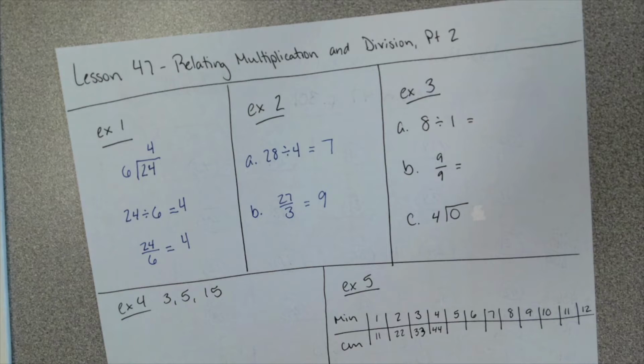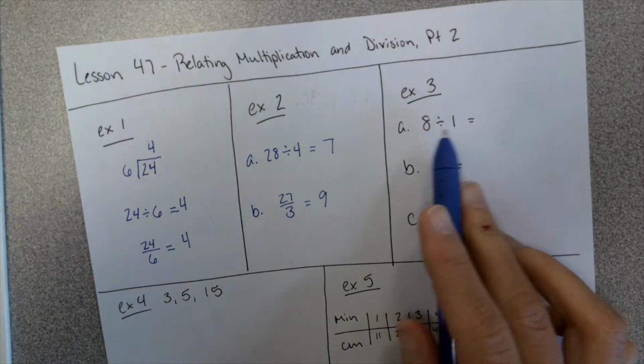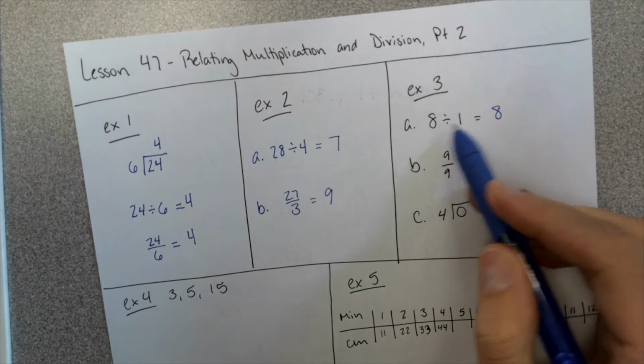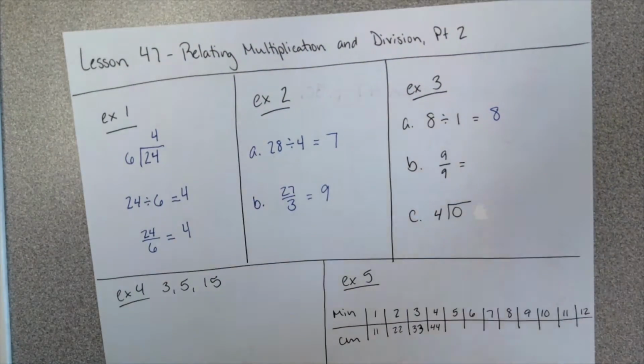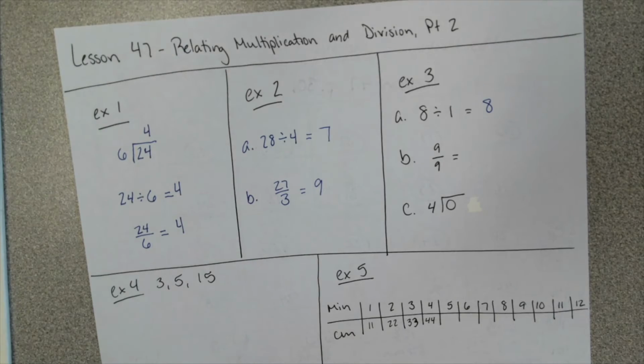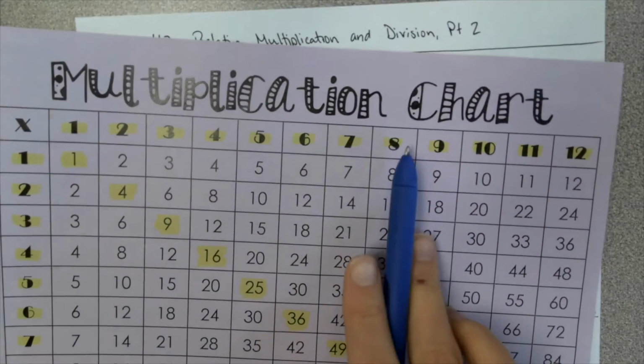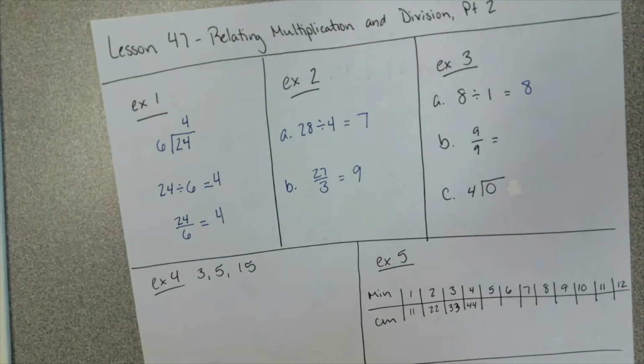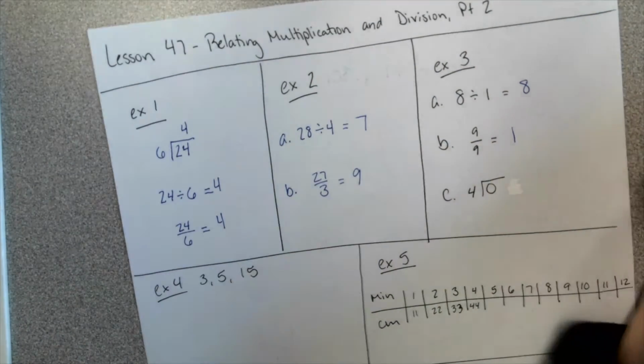Example 3, let's solve these. 8 divided by 1. Well, anything divided by 1 is going to be itself, 8, right? Because 8 times 1 is 8. What about 9 divided by 9? I'll go in my 9 column, find 9, 1, right? Because anything divided by itself is going to equal 1.